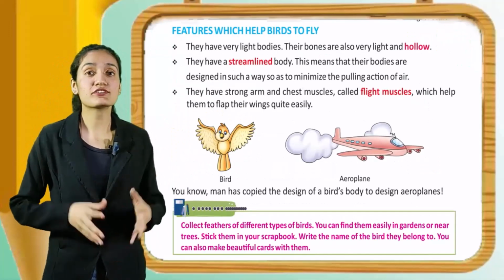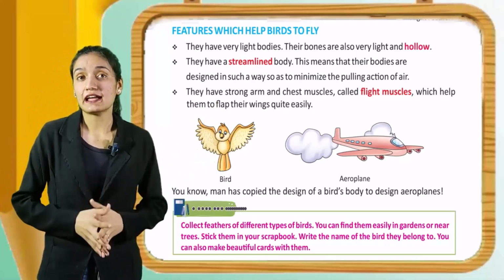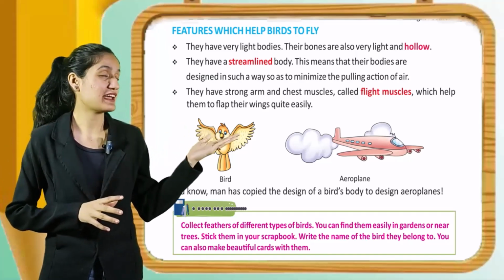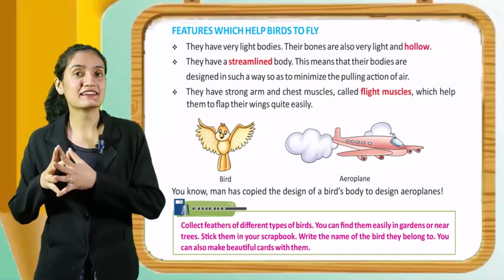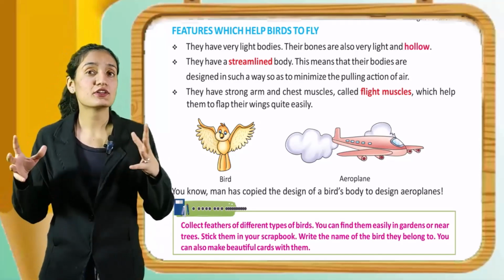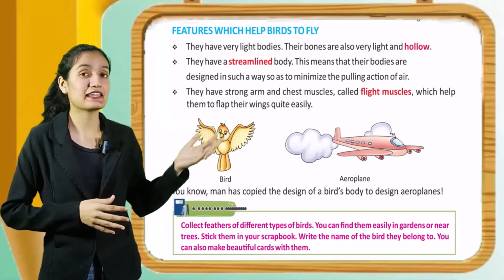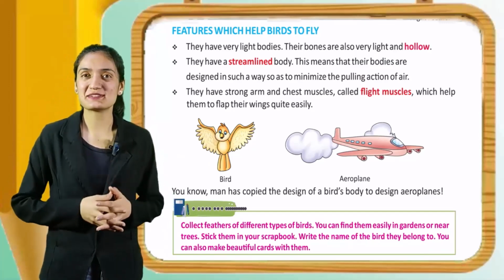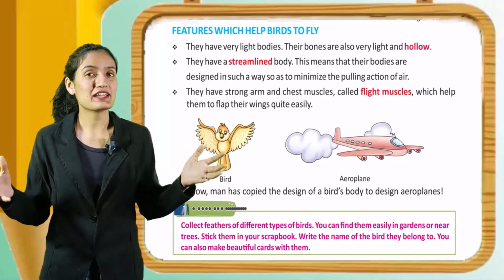Now, features which help birds to fly. They have very light bodies. Their bones are also very light and hollow. They have a streamlined body. This means their bodies are designed in such a way so as to minimize the pulling action of air. Next, they have strong arm and chest muscles called flight muscles, which help them to flap their wings quite easily.